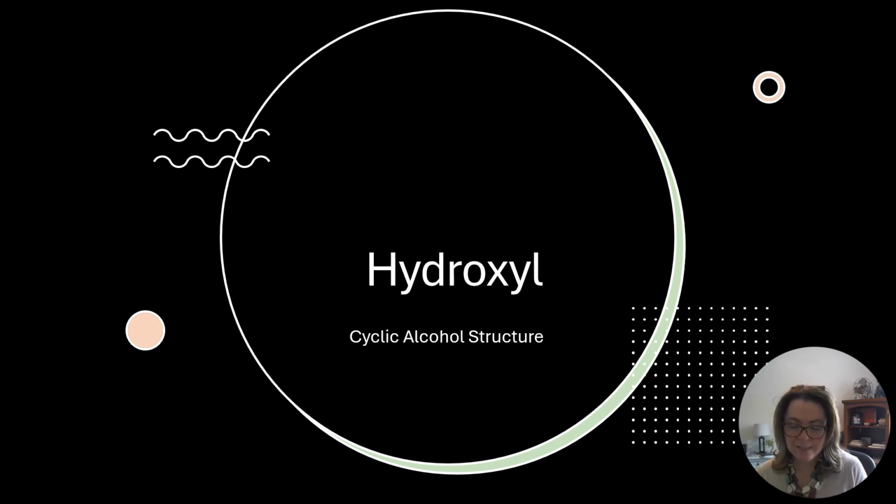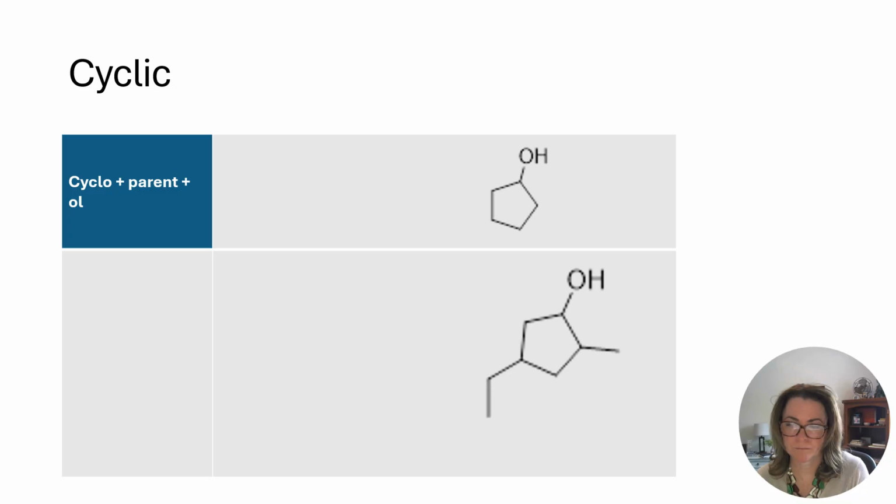Okay, so the next hydroxyl we are going to take a look at is the cyclic alcohol structure. Here the only difference is that because we are dealing with a cyclic structure, it is critical that we include cyclo, then the parent, and then again drop the E and add OL. All right, so let's take a look at our first example.